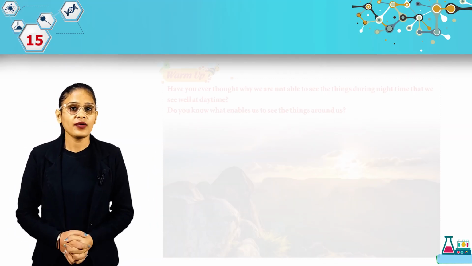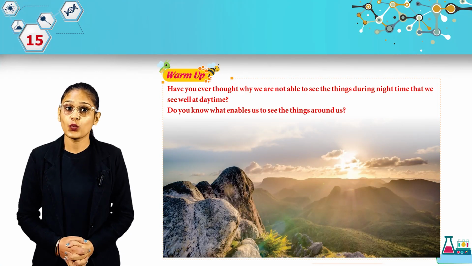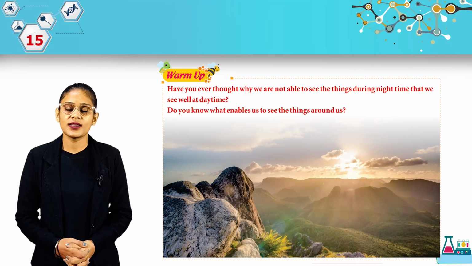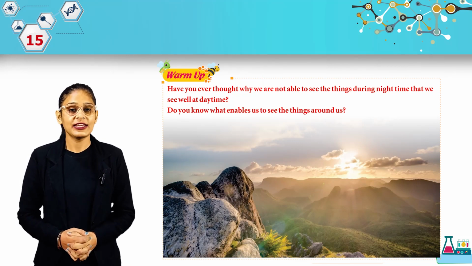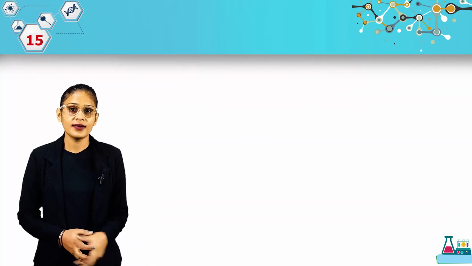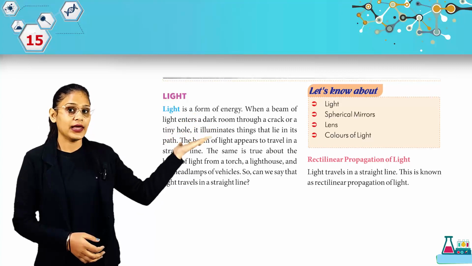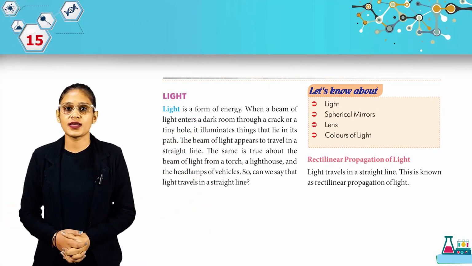Let's warm up. Have you ever thought why we are not able to see things during night time that we see well at daytime? Do you know what enables us to see the things around us? So students, these are some questions you have to discuss in your class. Here, let's know about light, spherical mirrors, lens, colors of light. So students, these are the topics we are going to discuss in our chapter.